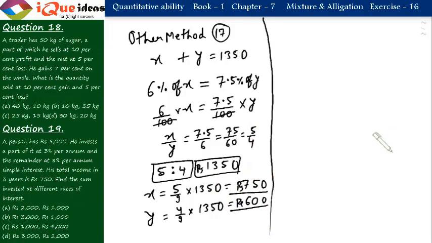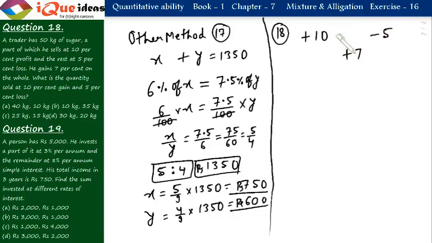Now question number 18. Now look at this. It says a trader has 50 kg of sugar, a part of which he sells at 10% profit, the rest at 5% loss, and he gains 7% on the whole. So let's apply alligation method. On the first part, he gains 10% profit, so plus 10, and the remaining he loses 5%, so minus 5. But overall there is a profit, so it is plus 7. So the overall average of plus 10 and minus 5 is plus 7.